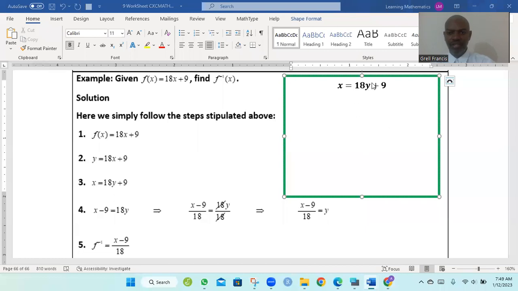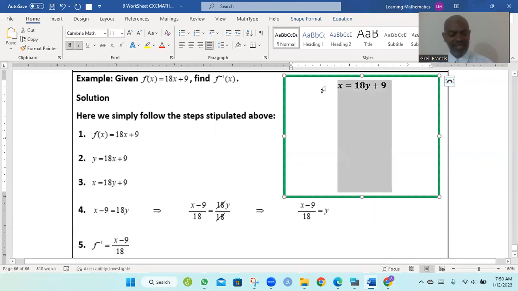Now focus your attention in this green box here. We have x is equal to 18y plus 9. As you can see, this is step number 3, and we're going to try to get y by itself. So now we have an 18 to cancel out and a plus 9 to cancel out. We're dealing with the plus 9 first because the plus 9 is a little bit away from the y, so it is easier to cancel out a plus 9. And then we'll zero in onto the 18.